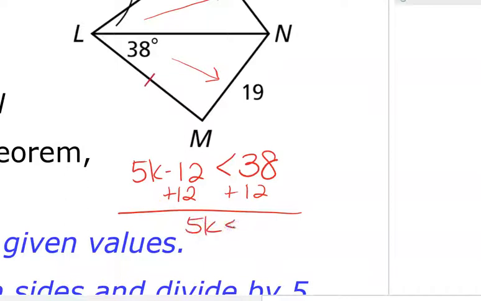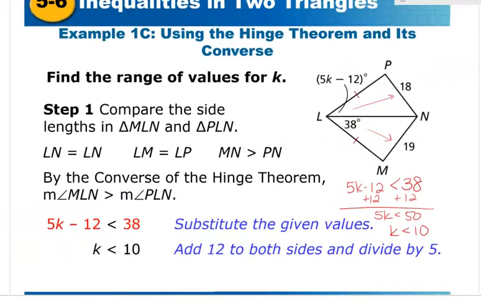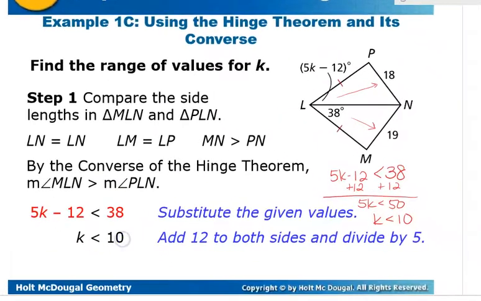Let's see what k could be. So we have 50. So k is smaller than 10. K is going to be smaller than 10. Excellent. Okay. Now, thinking about this, we have to have another range, don't we? Because it says a range of values, which means there's several. So k is less than 10 is one of them.